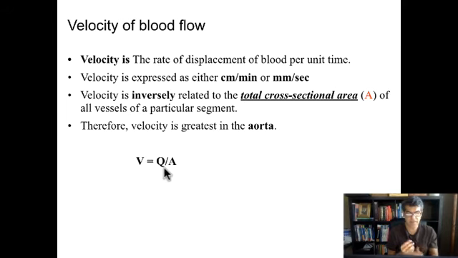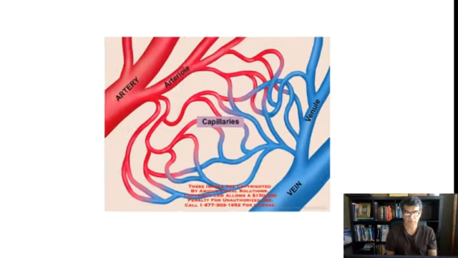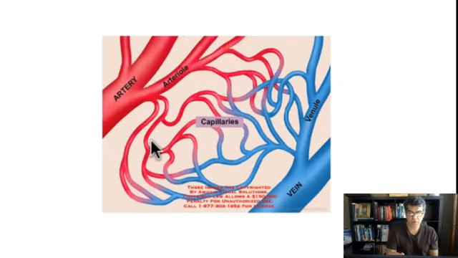What does that mean, cross-sectional area? Let's take a look at this picture again. Here's my arteriole, here's my capillary. As you can see, we have lots of capillary. If I add up the diameter of every single capillary that I have here, of course, the diameter of all these capillary together would be much larger than this arteriole that gives rise to this capillary.